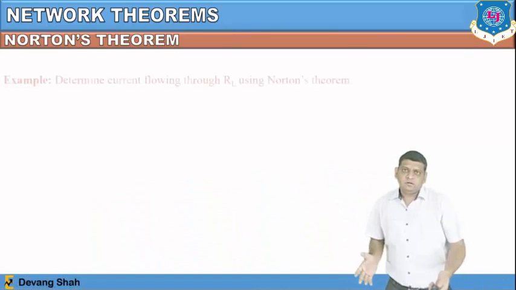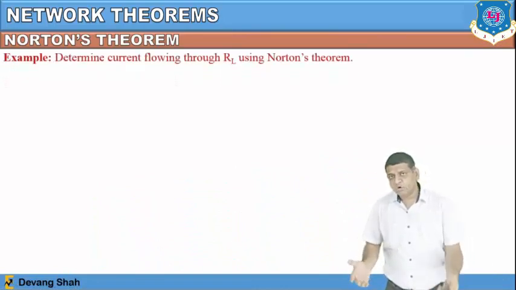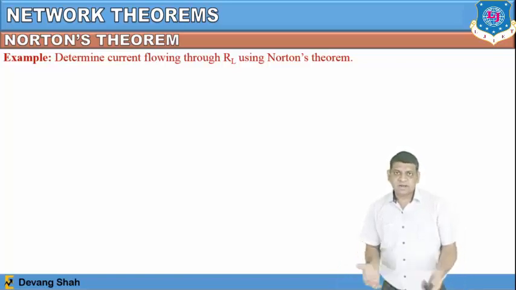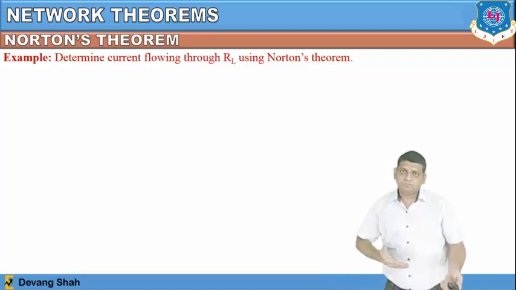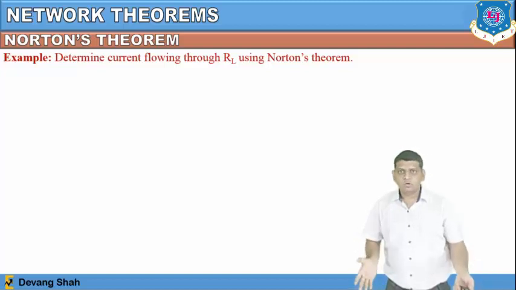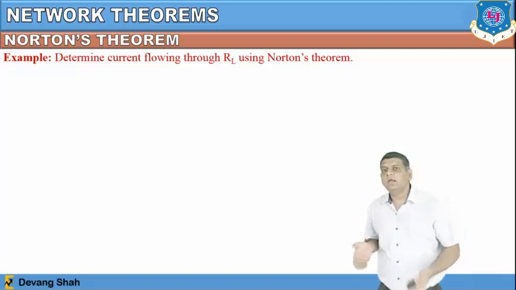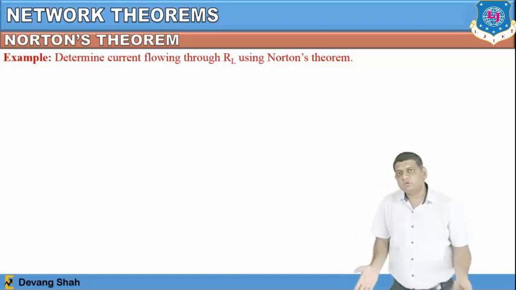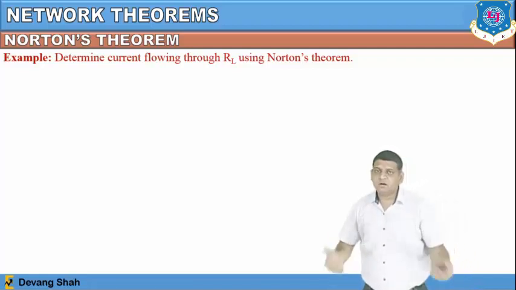So here there are four steps to solve this network. My first step is always to remove the RL first, and then between terminal A and B, make that terminal A and B short, right? By that way, whatever current is passing through this terminal A and B is defined as the short circuit current, ISC. My next job is to find ISC, then using KVL, KCL, voltage divider, current divider.